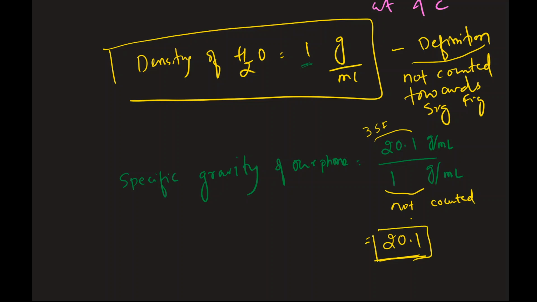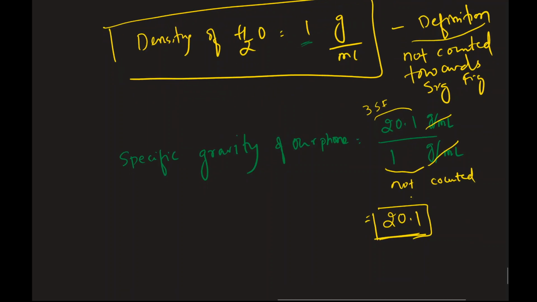So look here, no units. Why? Because the grams per milliliter on the bottom got cancelled by grams per milliliter on top. So specific gravity has no unit. So that's the answer, 20.1, and that also has 3 sig fig. It's pretty simple. You want to find out how heavy any sample is in comparison to water.